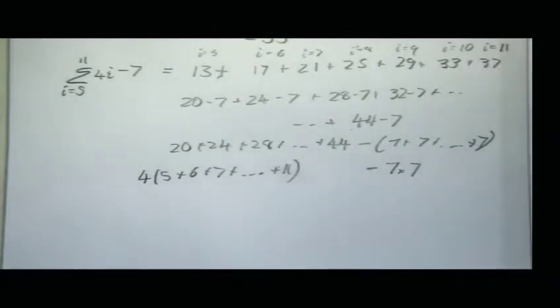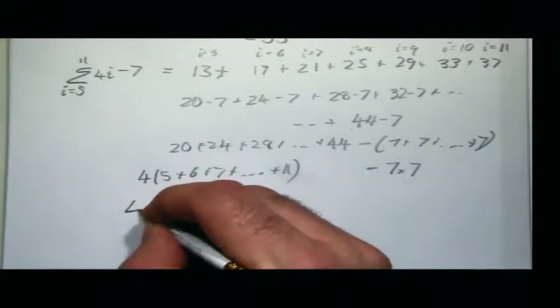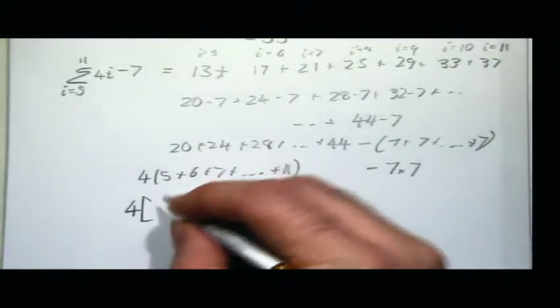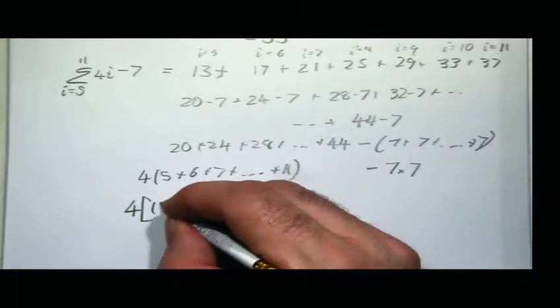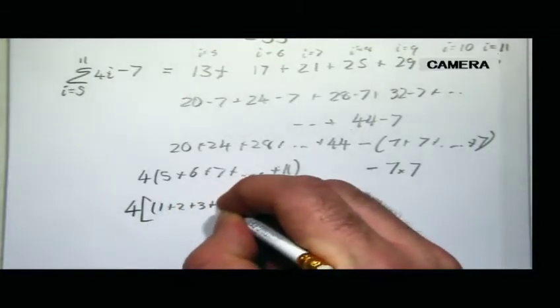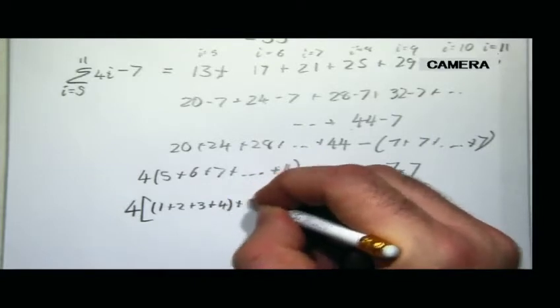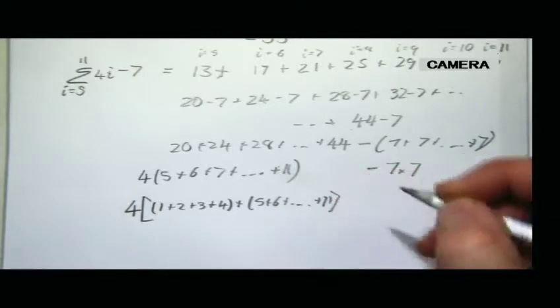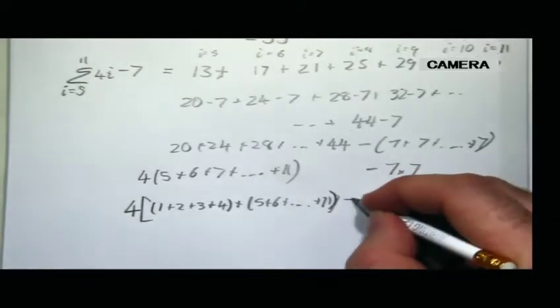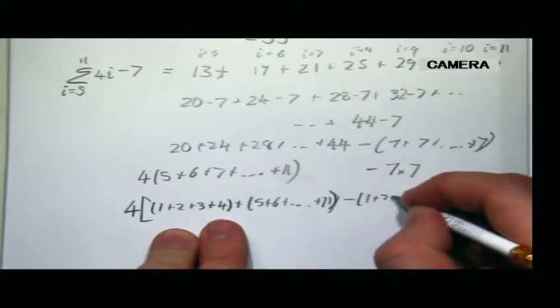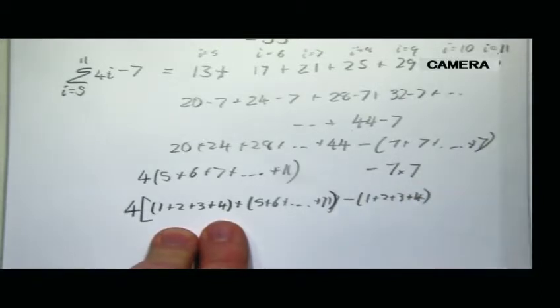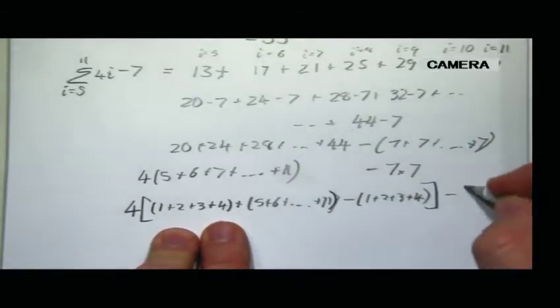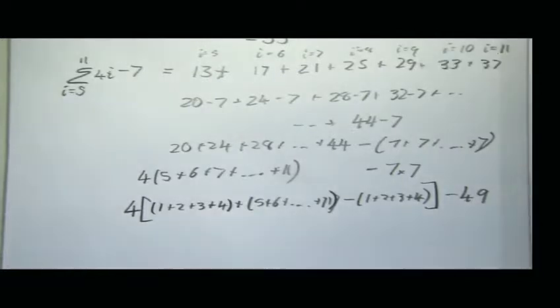Now, my next trick. I'm going to go 1 plus 2 plus 3 plus 4, and then I'm going to go plus 5 plus 6 up to 11. And then I'm going to take off these numbers, 1 plus 2 plus 3 plus 4, minus 49. Now what I've done is I've made this a nice continuous run from 1 to 11.